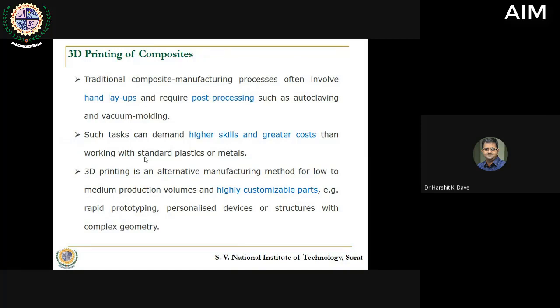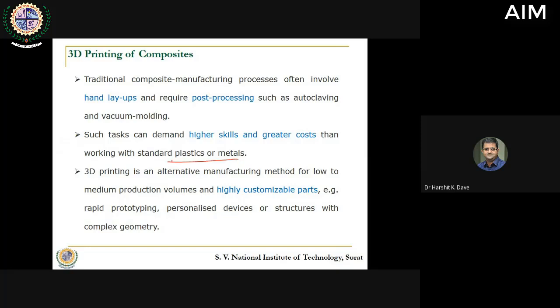Similarly, highly skilled manpower is required, and because you have a lengthy process with more parts involved, the costs are also on the higher side. So fabricating composites by this traditional process makes them costlier when you compare them with standard plastics and metals.